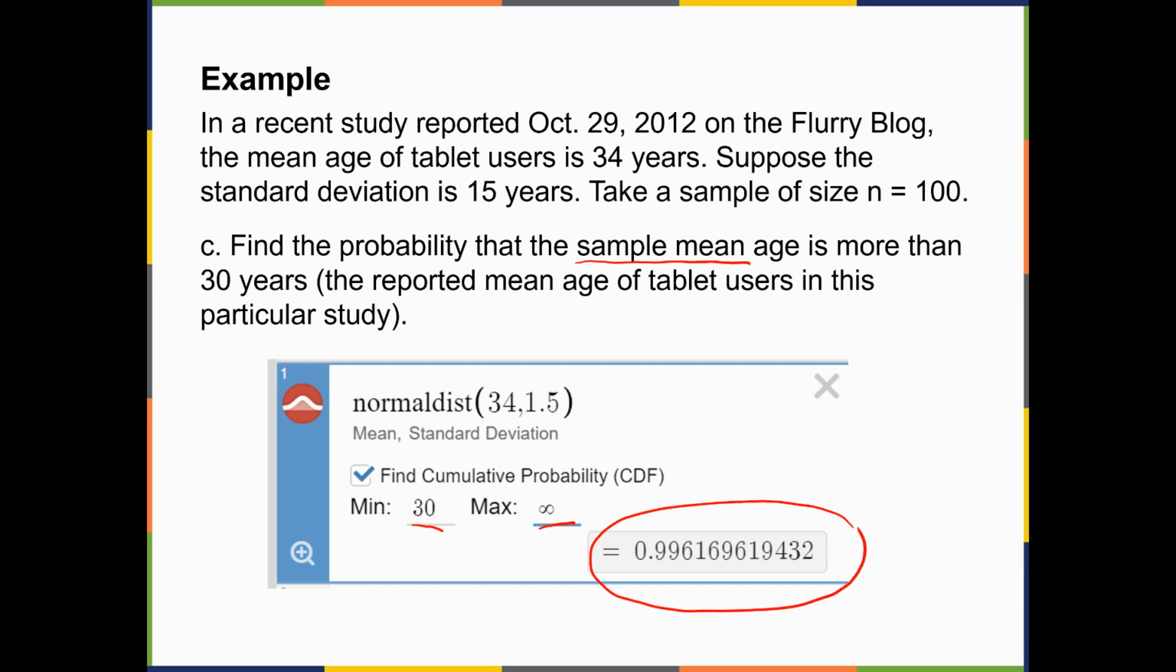Well, that's because each one of the values in the sample mean is 100 users' worth of data, right? The average of 100 users. So it's not just that one user is more likely to be older or younger, but that the average of all those 100 users is over 30 is very unlikely.